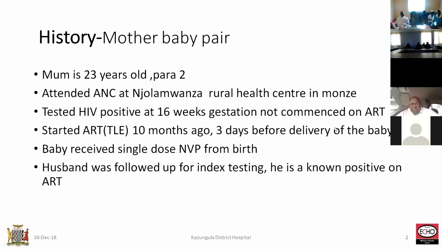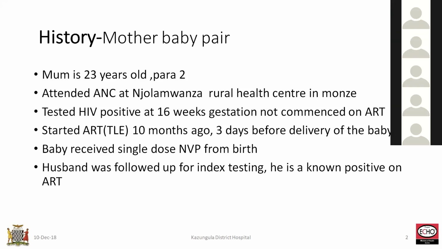On that one, from the registers, you can hardly tell. If you remember from the history, in the first place, this woman was attending antenatal care from Anjola Mwanza in Monze. So it's like she was just collecting her drugs from Kazungula, and that's where the child was captured from. So on that one, the registers couldn't really tell.